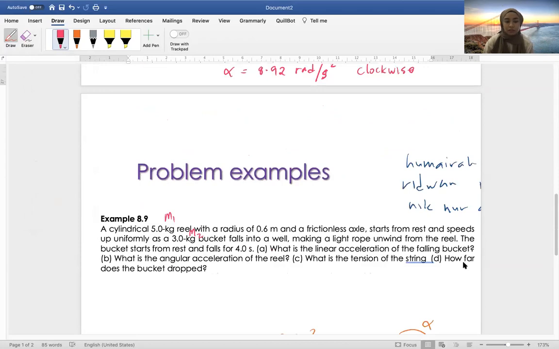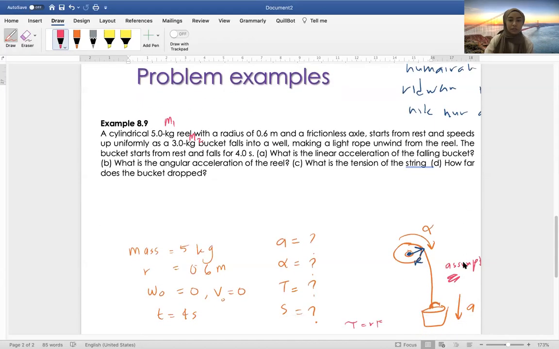How far does the bucket drop? Okay, so how do we solve for D? How do we solve for D? Anyone wants to try?